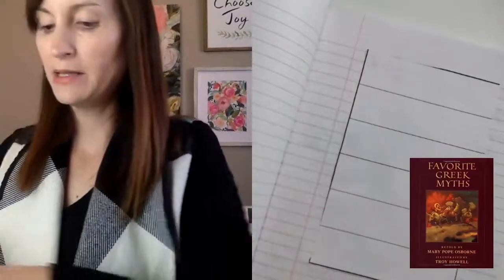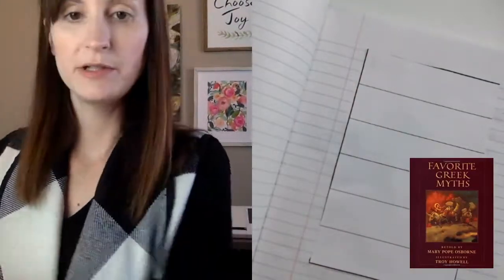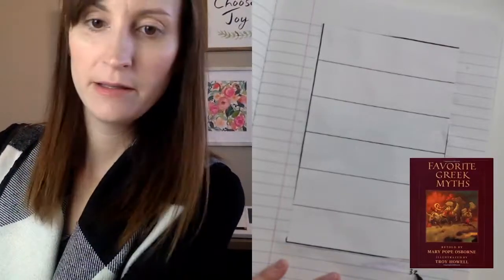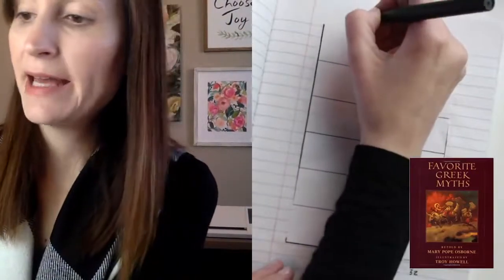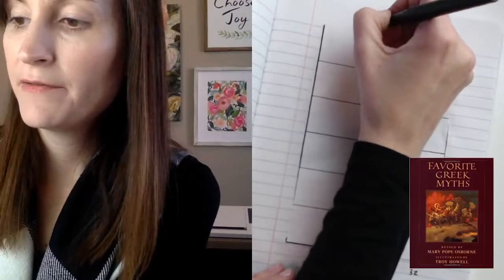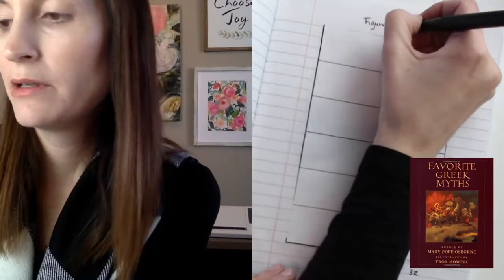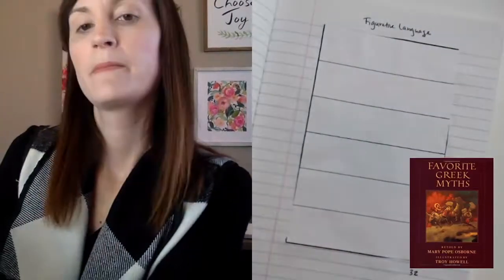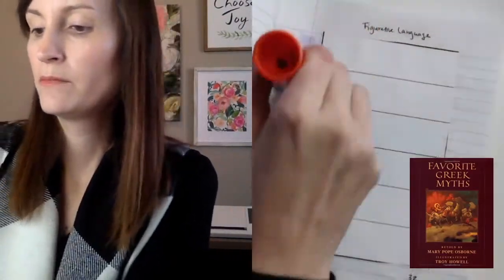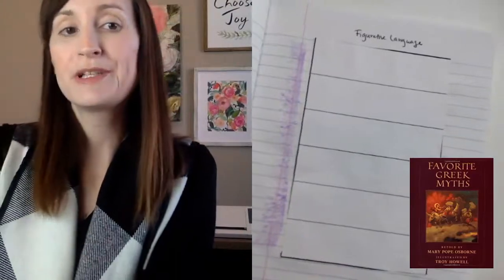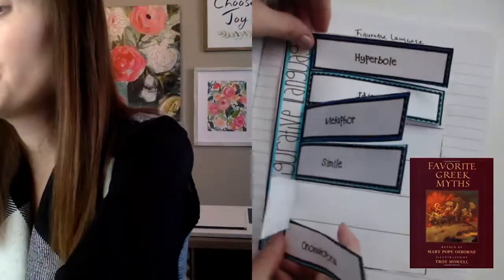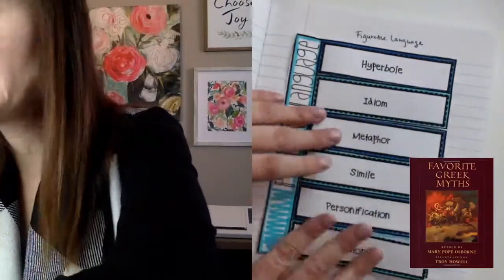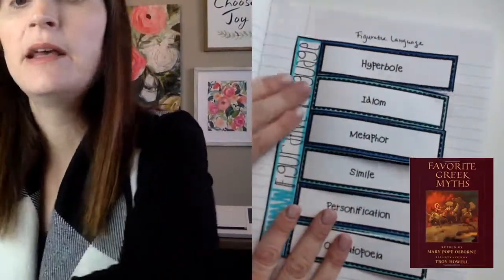Okay, so I have them label their page number, depending on what page we are on, and I have them title it. So this one's going to be Figurative Language. And sometimes I'll be a little more specific, like figurative language examples or figurative language and mythology, just whatever works best for that lesson. And then we just glue it in.